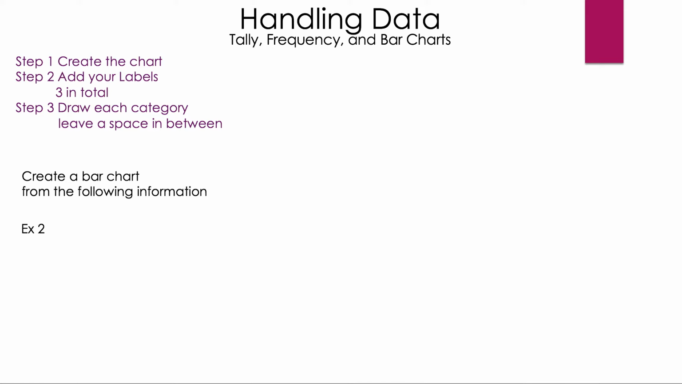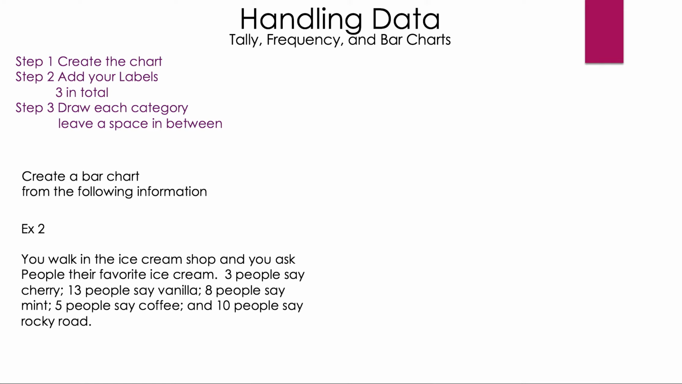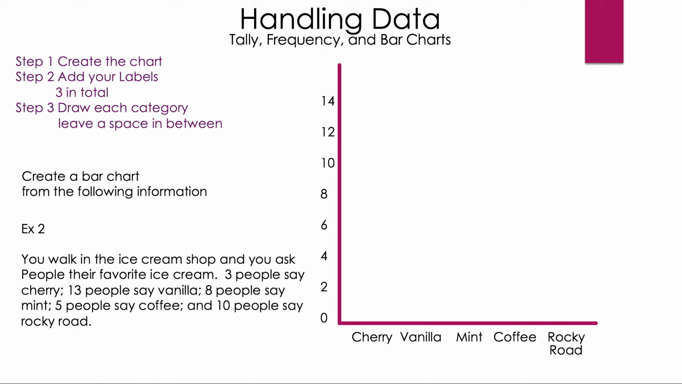So let's take a look at example 2. Okay, let's go ahead and read it. You walk into the ice cream shop and you ask people their favorite ice cream. 3 people say cherry, 13 people say vanilla, 8 people say mint, 5 people say coffee, and 10 people say rocky road. So let's go ahead and draw my y and x axis.